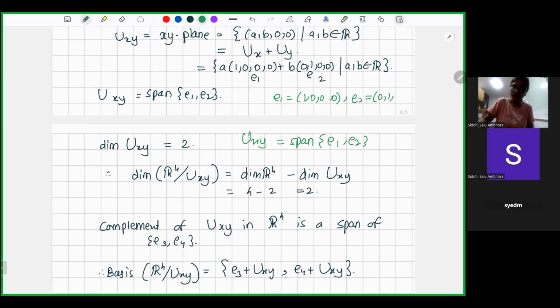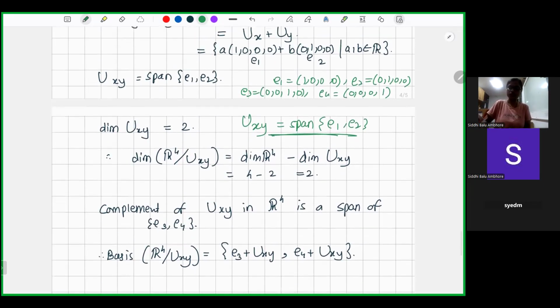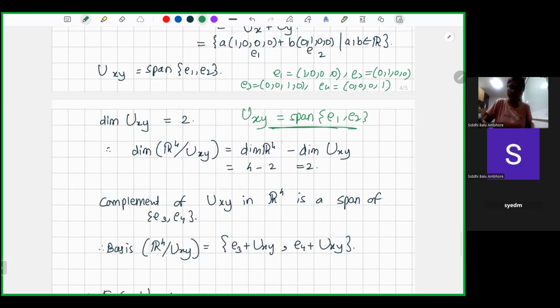E2 is 0, 1, 0, 0. E3 is 0, 0, 1, 0. And E4 is 0, 0, 0, 1, which we had already denoted. And so it is the span of this, and so we take the vector space complement of UXY. Here this UXY complement will be the span of E3, E4, because this is what is left now. We can take any different bases here, but E3, E4 is an easier candidate.